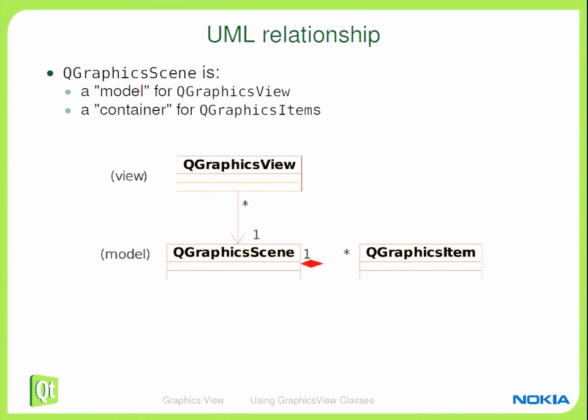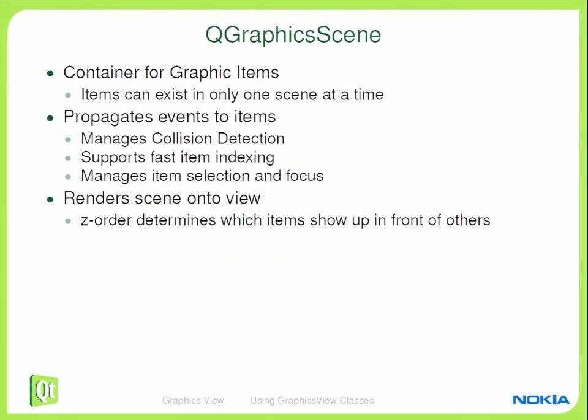Let's start with the scene. So the class is QGraphicsScene. You can use an existing QGraphicsScene. You can also derive your own class from QGraphicsScene if you want to create some sort of custom functionality for it. But normally, using just plain QGraphicsScene is well enough. The responsibility of QGraphicsScene is just to act as a container for graphical items. It knows where its items are, and it propagates events that are coming from the view to the correct items.